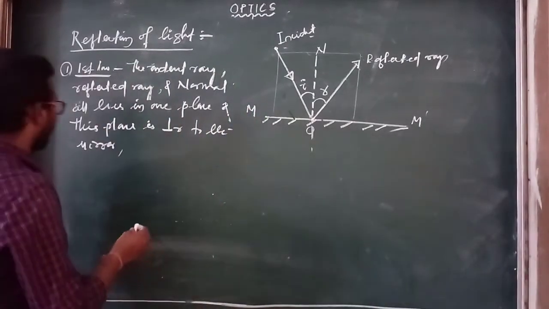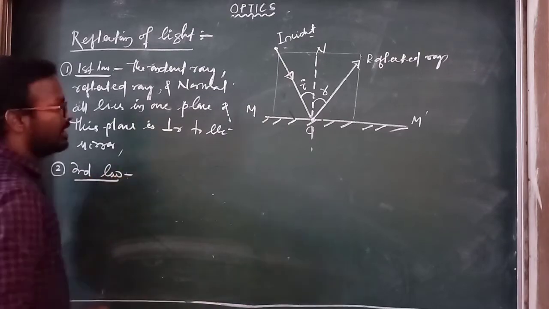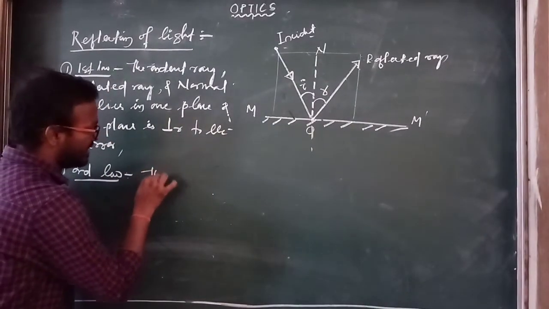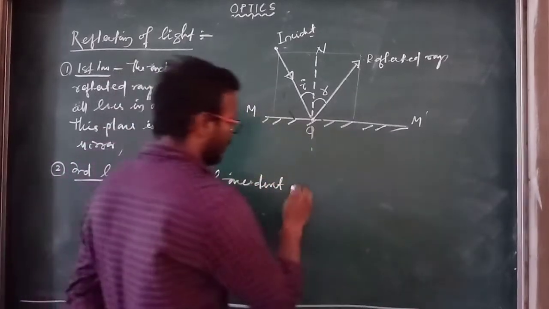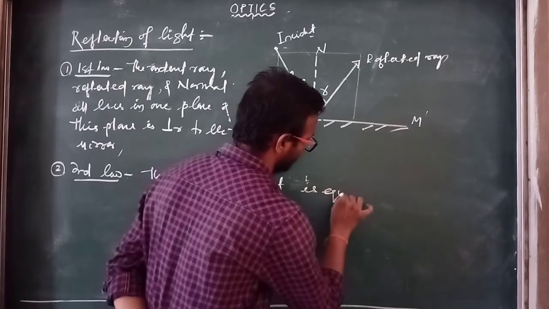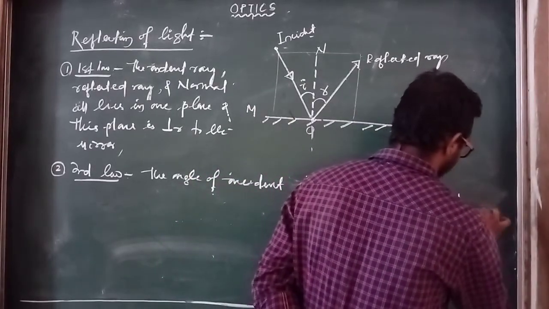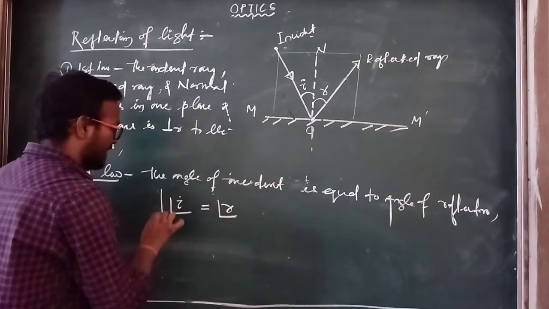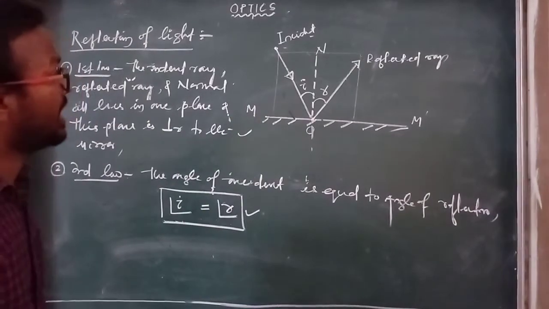Now the second law of reflection. Here this is the angle of incidence, and this is the angle of reflection. According to the second law of reflection, the angle of incidence is equal to the angle of reflection for a plane mirror. So you can write angle of incidence I is equal to angle of reflection R, and this is the second law of reflection. This is the first law of reflection, and this is the second law of reflection. Clear? So these are two important laws for reflection.